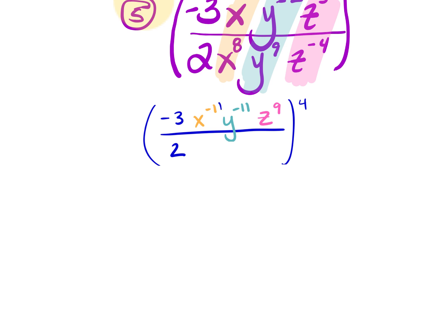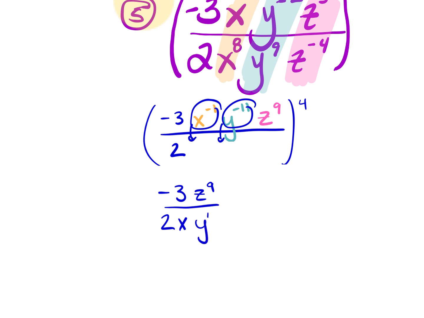So anything that's negative on the top, we need to move it to the bottom. What if it was negative on the bottom? You move it to the top to make it positive. Perfect. So we have negative 3 and z to the 9th power left up top. And then on the bottom, we have 2. What happens to the exponent on the x? It would turn positive. So what would I write? Would I write x to the power of 1? No, just x. You don't put the exponent when it's a 1. And then we have y to the 11th power.